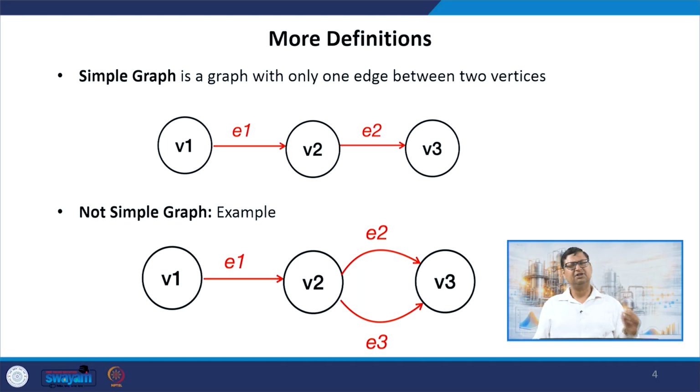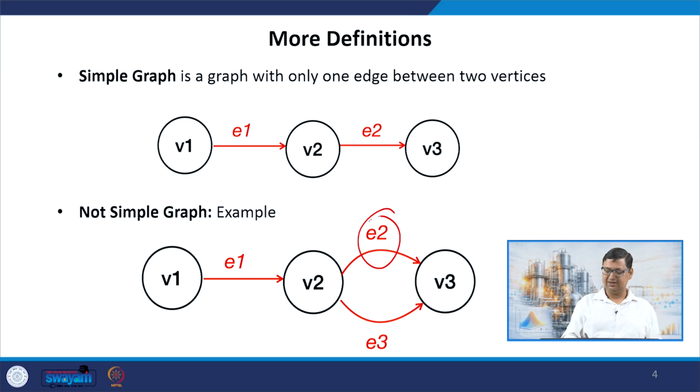Okay. Now, there are a few more definitions. There is something called a simple graph, and pretty much all the graphs that I will discuss in this course are going to be simple. This is a graph which has only one edge between two vertices. In principle, you can have more than one edge between two vertices. There can be multiple kinds of relations between two vertices. What I am showing here, for example, between V2 and V3, there are two edges, E2 and E3.